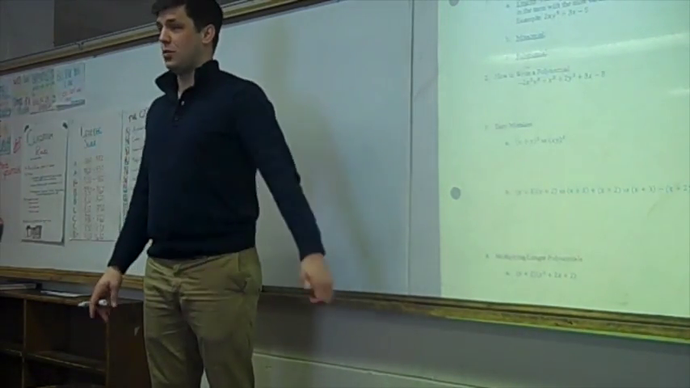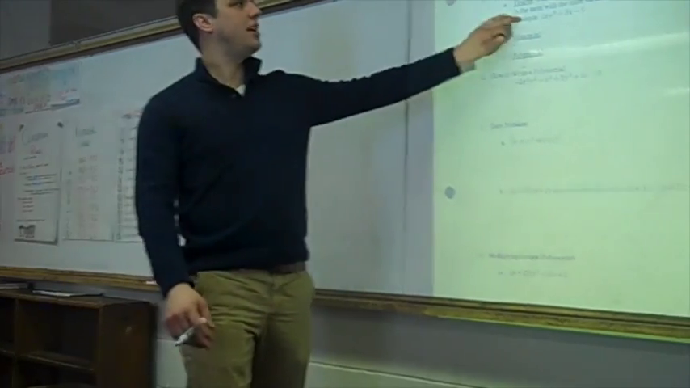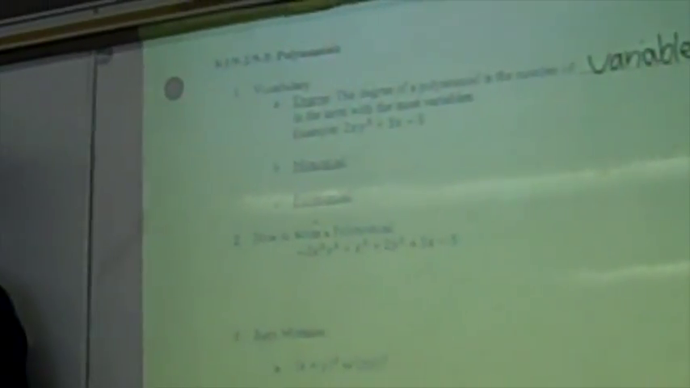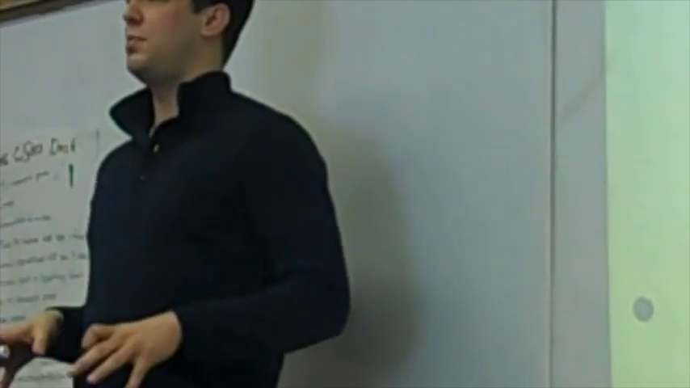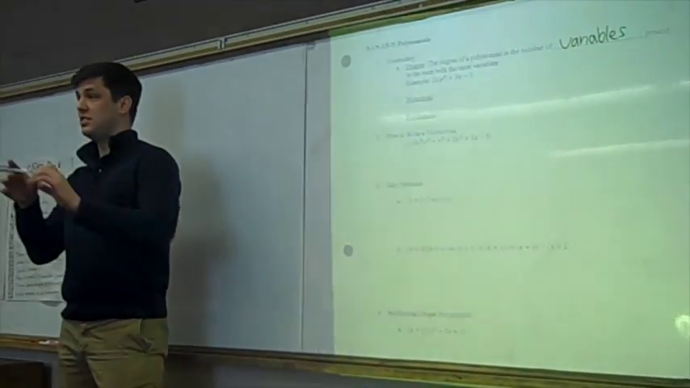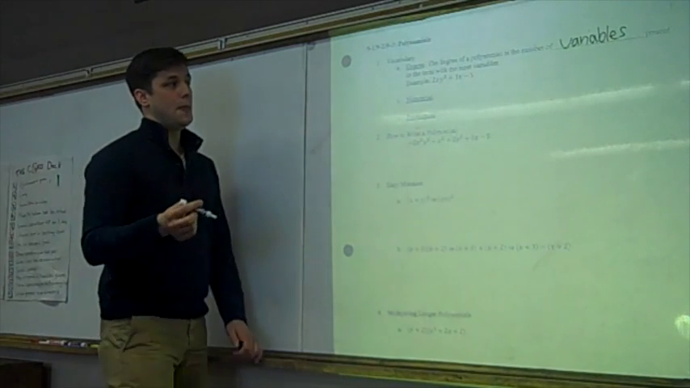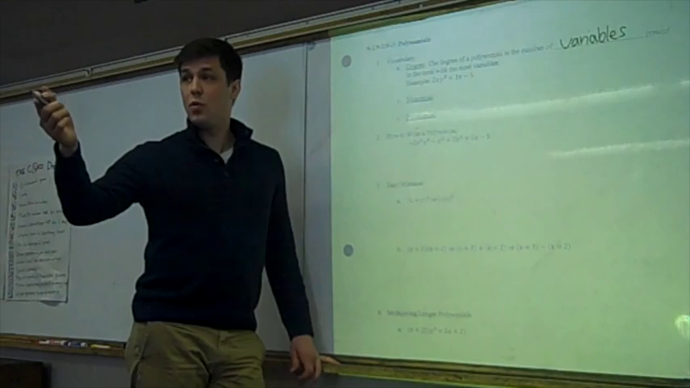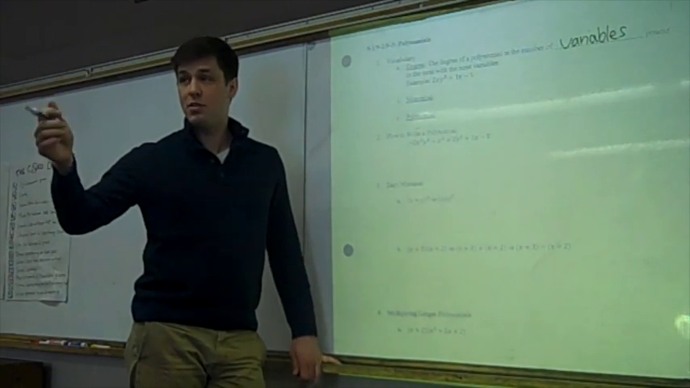So let me explain to you what degree means. The degree of a polynomial is the number of variables present in the term with the most variables. So the term in a polynomial that has the most variables, that number of variables is the degree. What about in a monomial? In a monomial, however many variables are in that monomial, that's the degree.